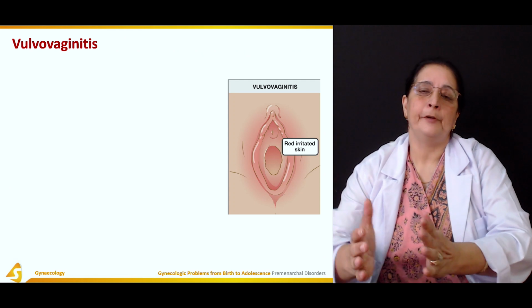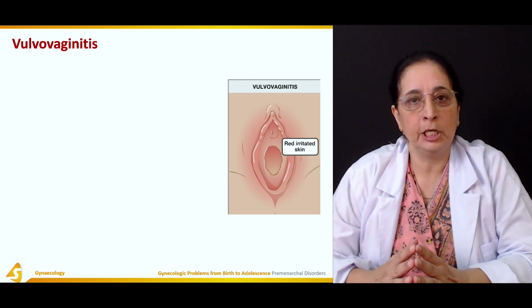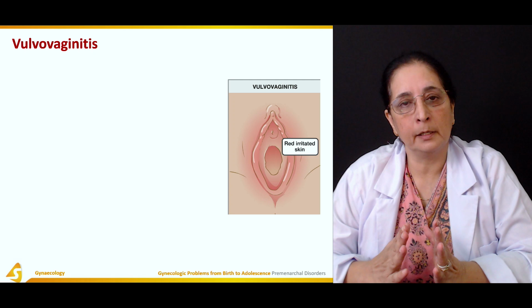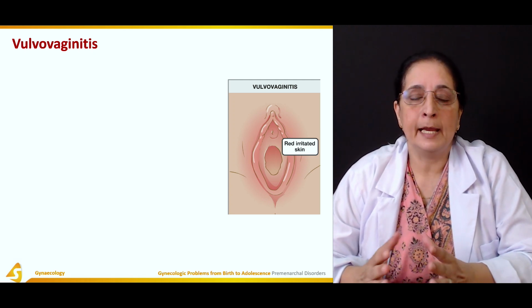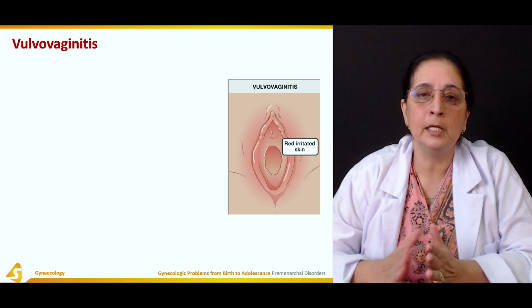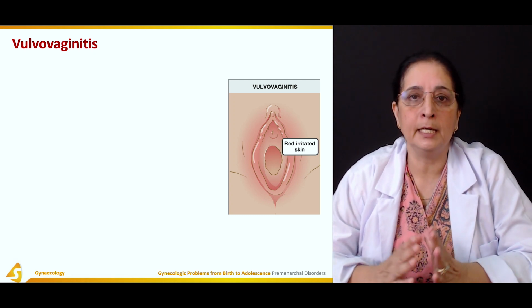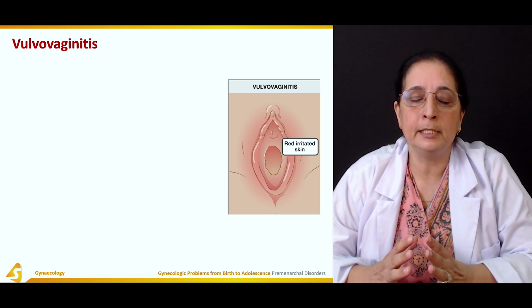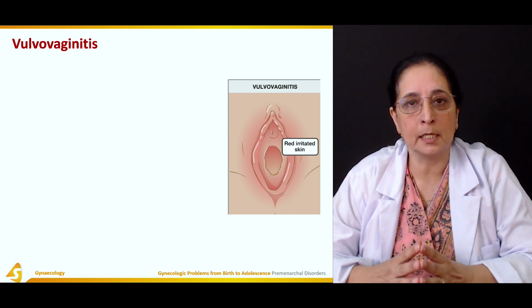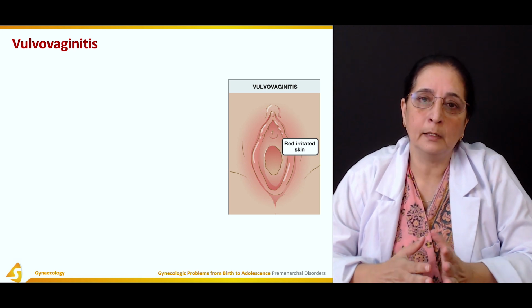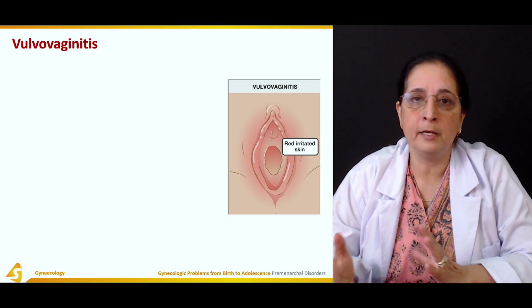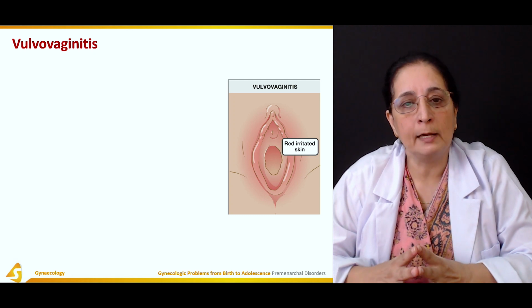First, what is the premenarchal age? It's the age from 5 years to about 12 years of age, and it's the age before the onset of menarche, and menarche is the time when there is onset of the menstrual cycle. So premenarchal is the age from 5 years to about 12 years.